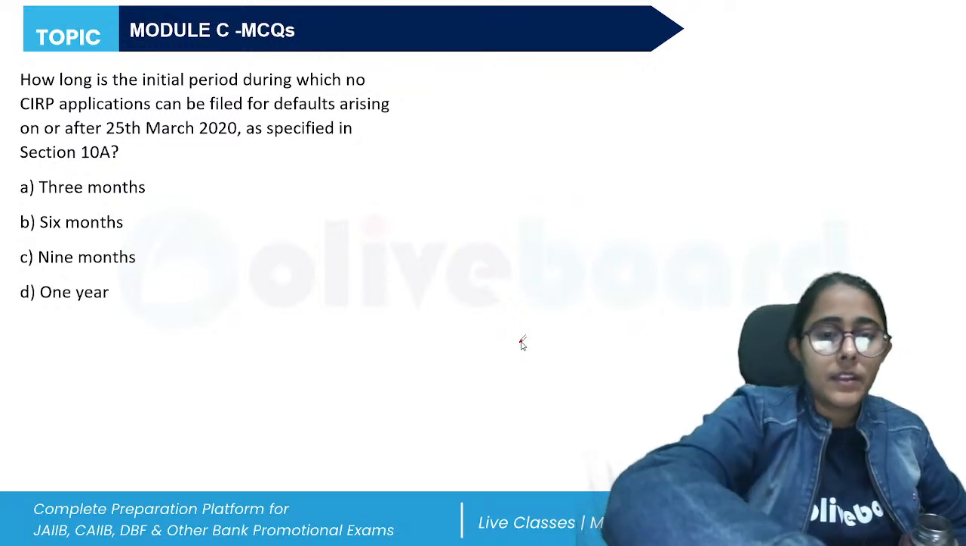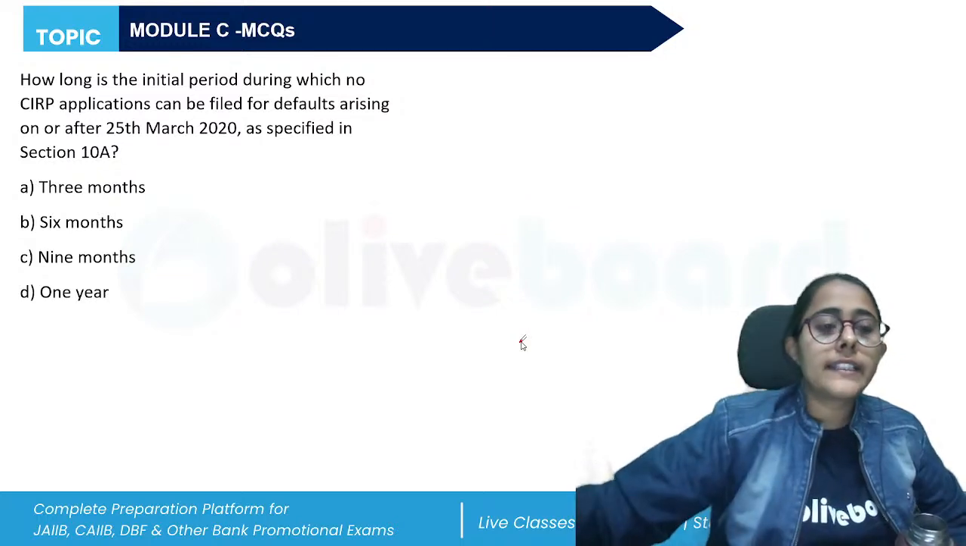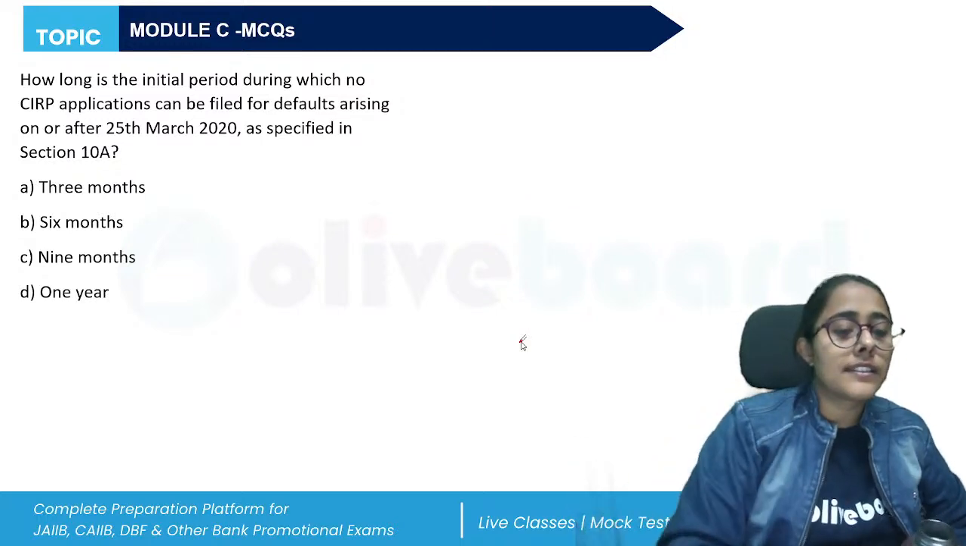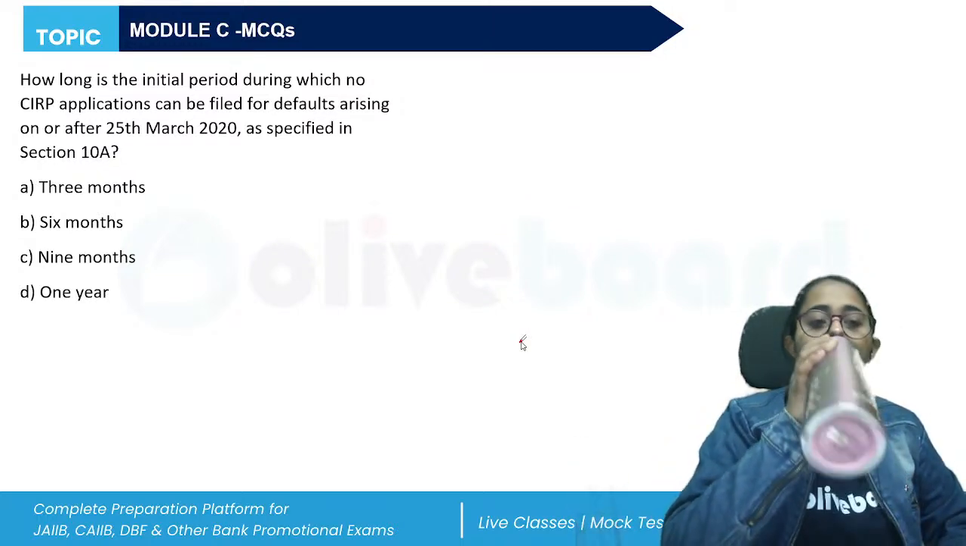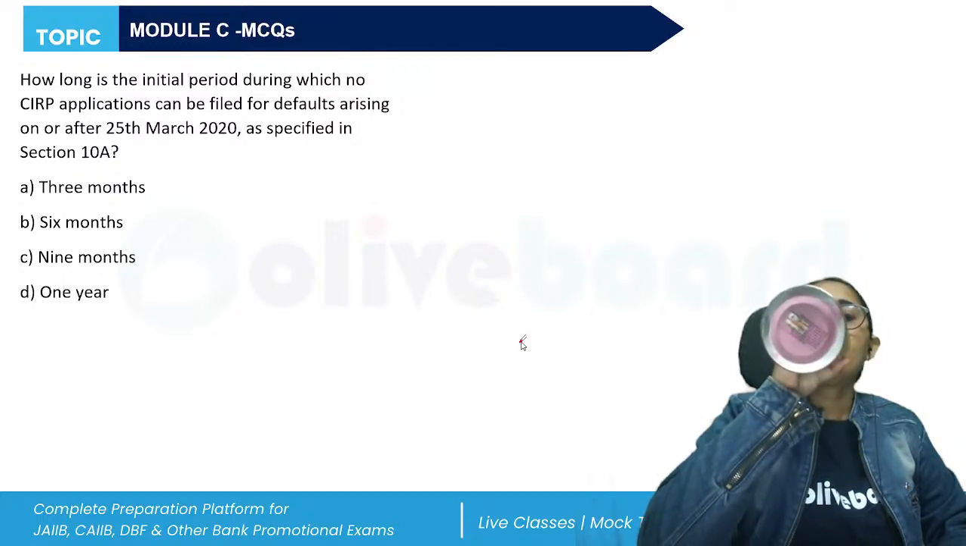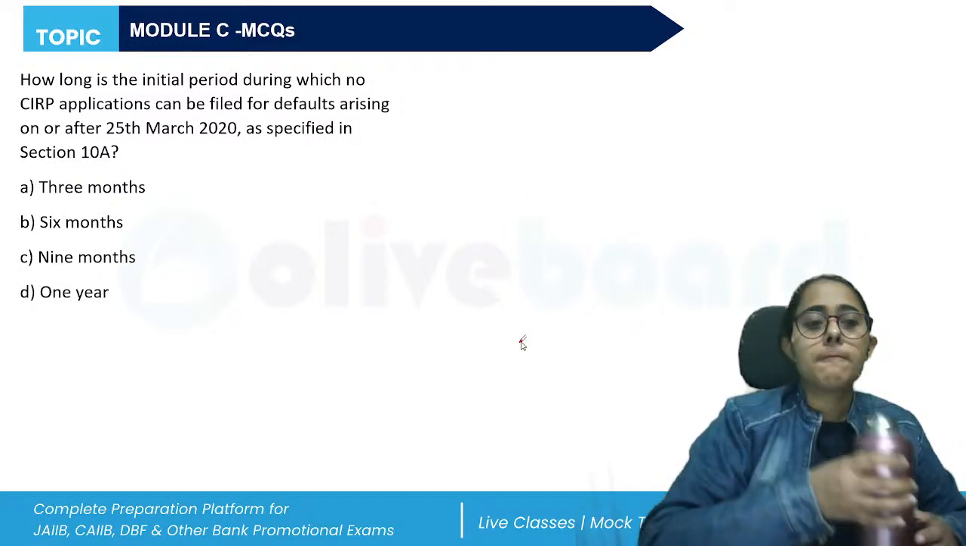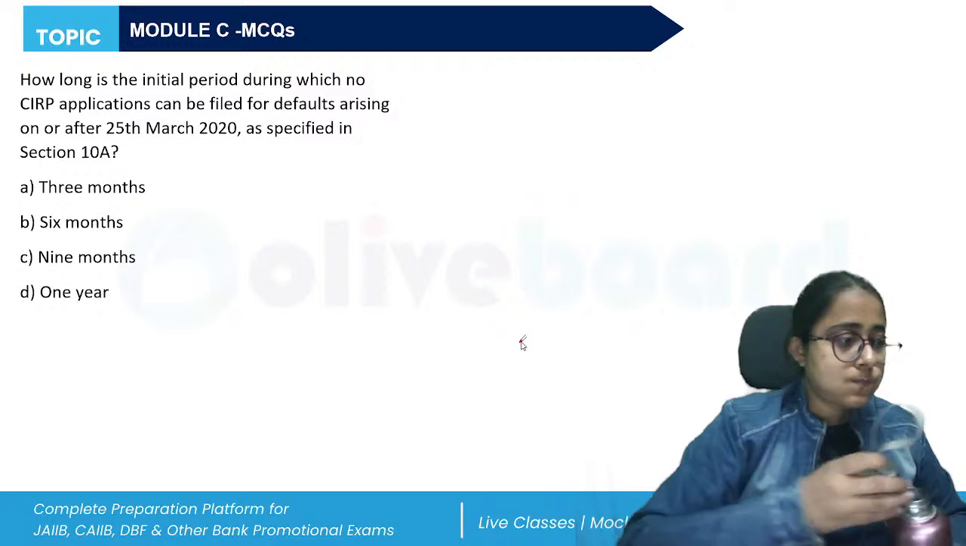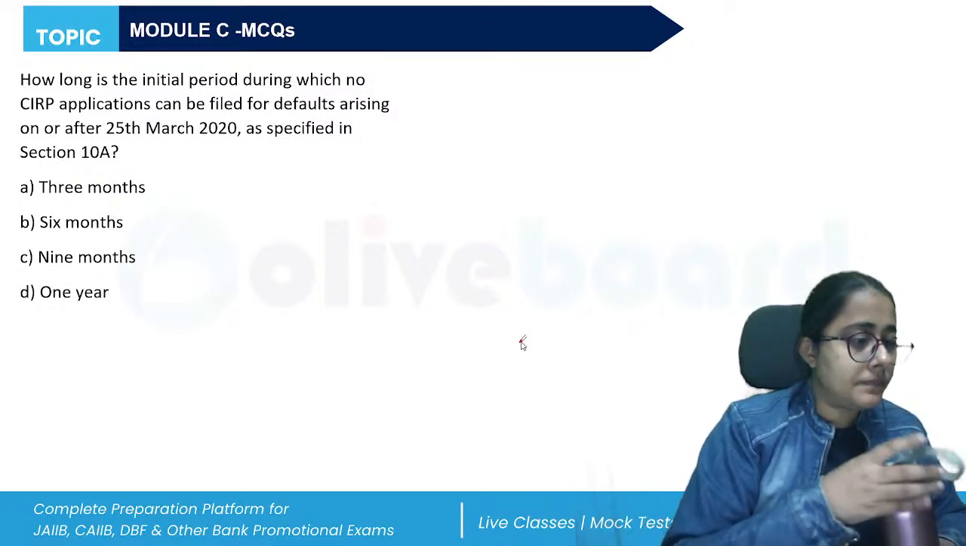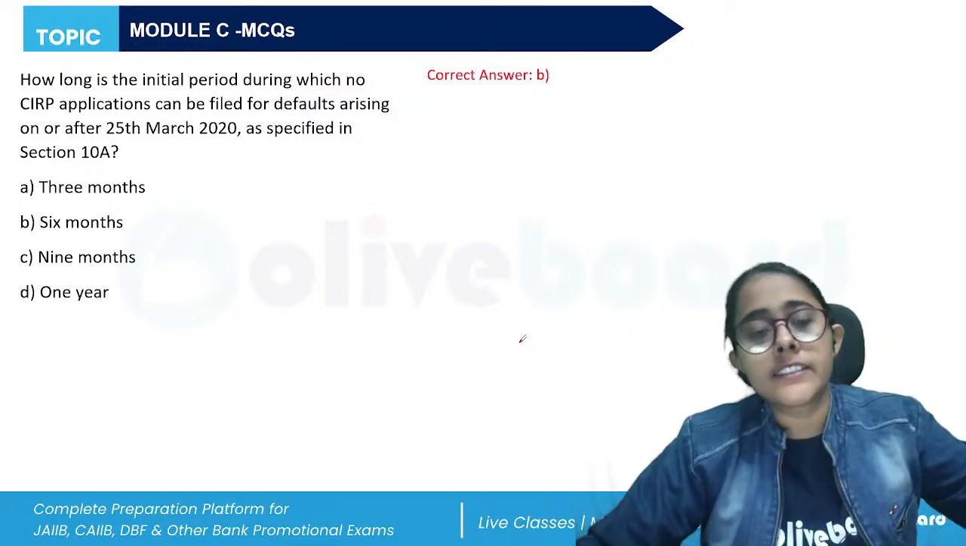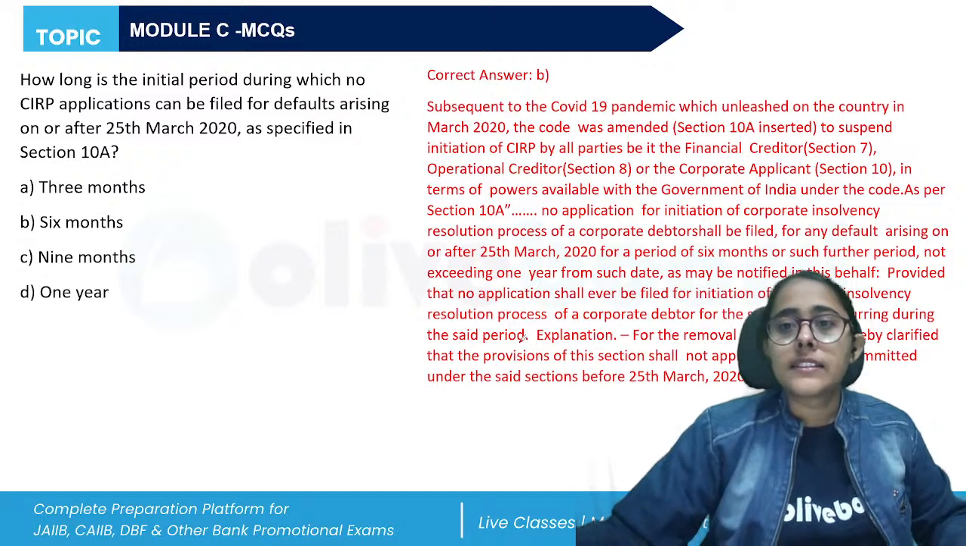Okay. So whether it is 3 months, 6 months, 9 months, or 1 year. The correct answer is option B, that is 6 months.